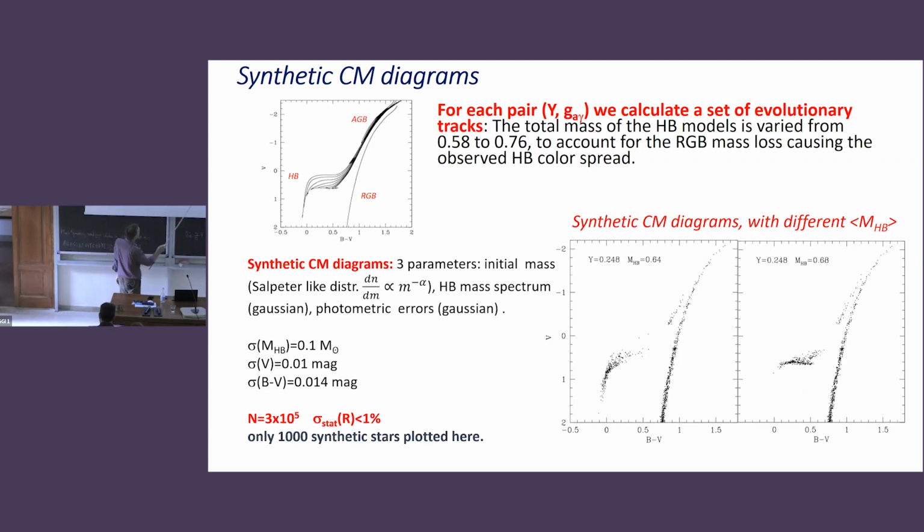synthetic color magnitude diagrams. These are theoretical color magnitude diagrams, and we may use exactly the same approach we have used for the measurements of the R parameter in real color magnitude diagrams. And so we get the theoretical color magnitude diagrams, okay? In this way.